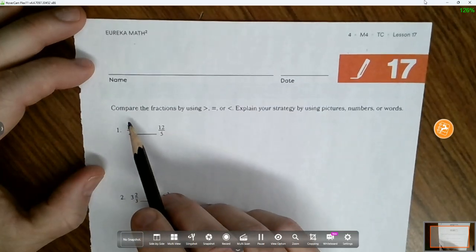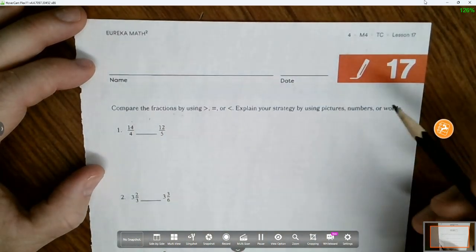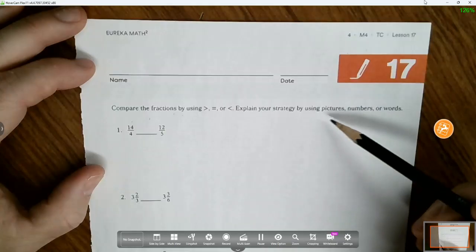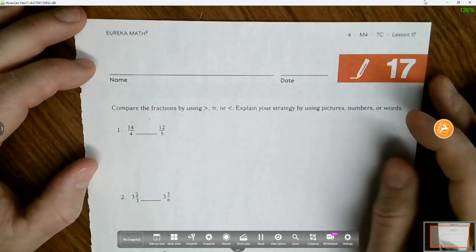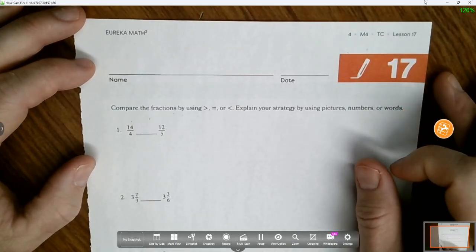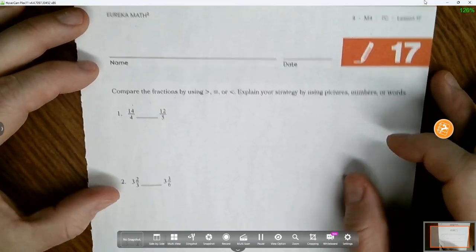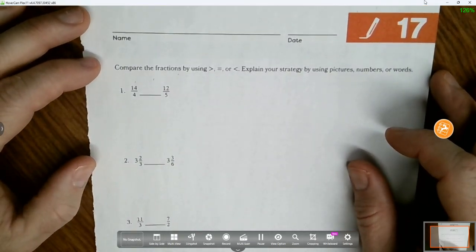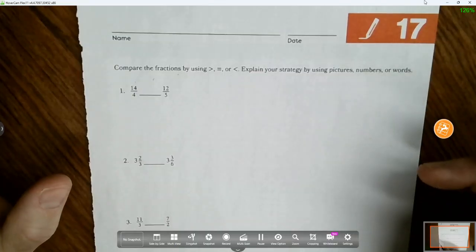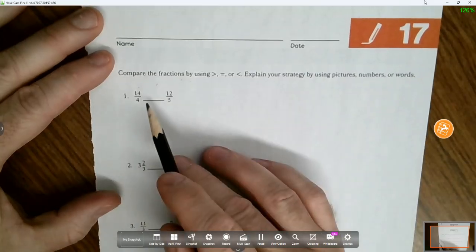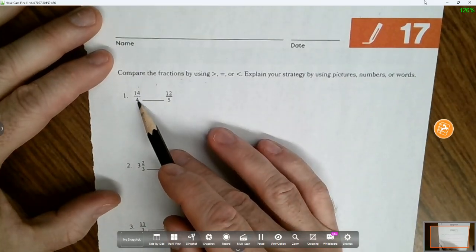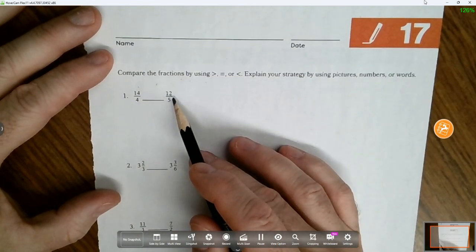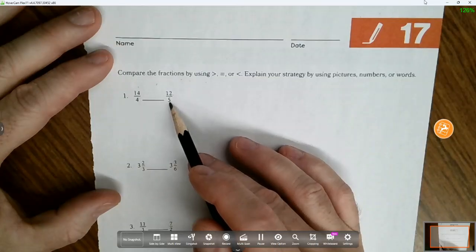Let's get to this. We're going to compare the fractions by using greater than, less than, equal to. Explain your strategy by using pictures, numbers, or words. I'm not using words today. So let's look at these and see if we can make these a little easier. If not, we've got to fix our common denominator. All right. So we have 14 fourths and we have 12 fifths.